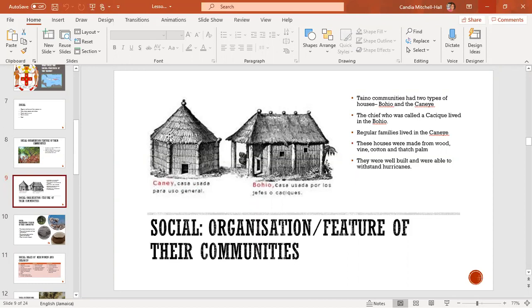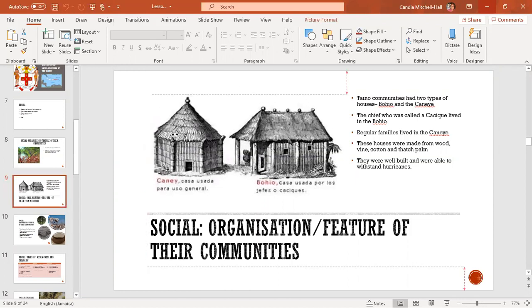One of the things you are going to realize is that different textbooks have different spellings. Regular people live in the Caney, which is this one. The houses were made from wood, vine, thatch, palm, cotton, and stone. So please add stone to your list.